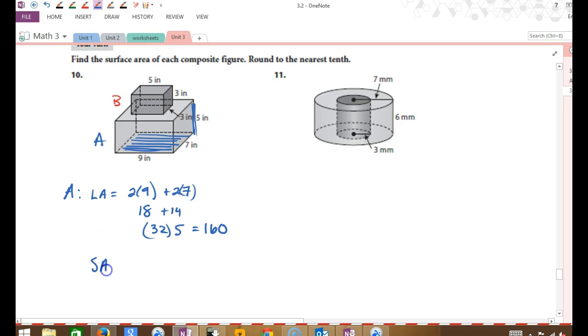Okay, so then to find the surface area, we're going to do 160 plus the two bases, and the base is going to be 9 times 7.